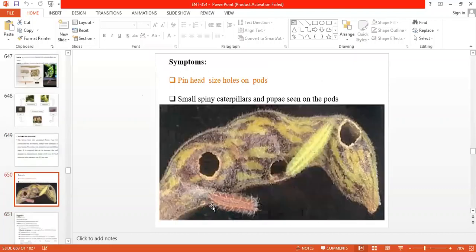These are the symptoms: holes on infested pods, small spiny caterpillars and pupae seen on the pods.